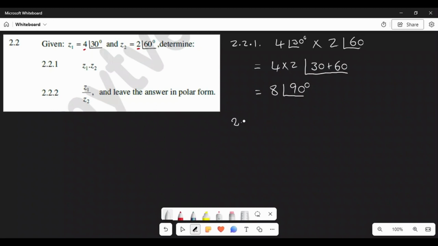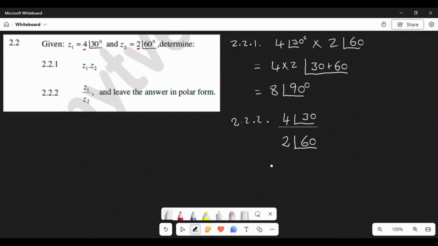So when you look at 2.2.2, they are actually dividing now. This is z1 divided by z2. Another thing that you need to know is that the real numbers or the moduli will divide, while the arguments or the angles will subtract. So let me show you how. z1, do not forget, is the one with the 4, so it's going to be 4, angle 30, and then you divide by z2. So z2 here is going to be 2, and the angle here is 60.